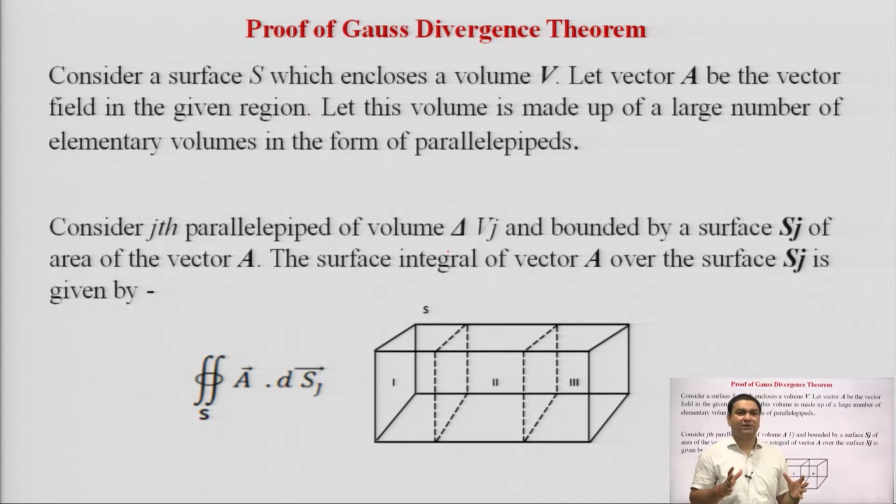we take a volume V. Suppose this is in the form of a large number of parallelepipeds adjoined together. In the same way, consider a surface S which encloses a volume V, and let a vector field A be that particular vector for which we have to calculate the surface integral and the volume integral in this particular field. Let this volume be made up of a large number of elementary volumes in the form of parallelepipeds, as you can see in the diagram.